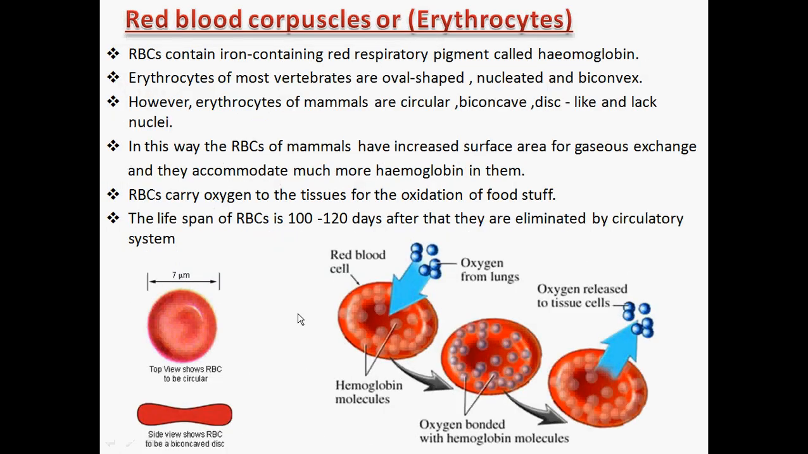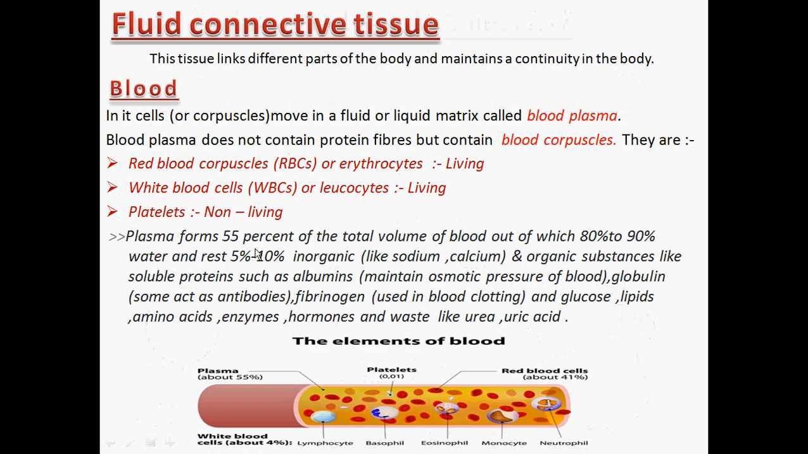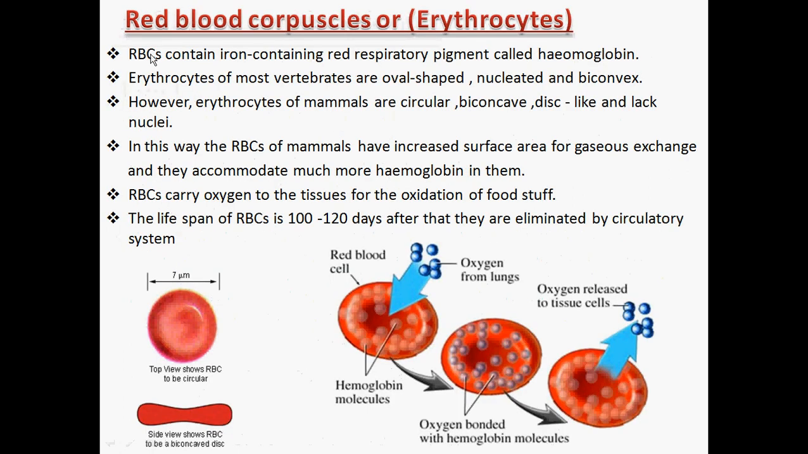So now let's understand the first type of cell of the blood. There is the red blood corpuscles, or the erythrocytes, which is a living cell present in the liquid matrix, that is, blood plasma. So what are the RBCs? That is the red blood corpuscles.